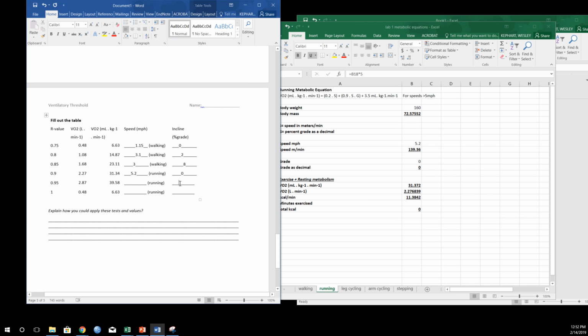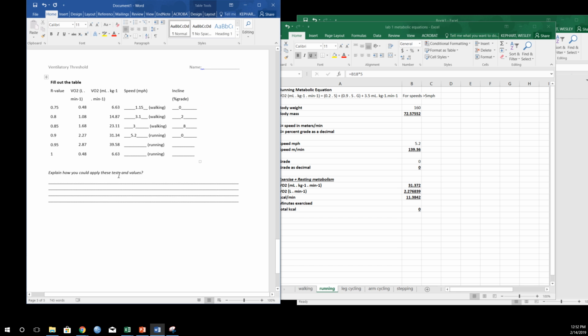You'll kind of just guess and check for the rest of these, and then you'll explain how you could apply this to different tests.